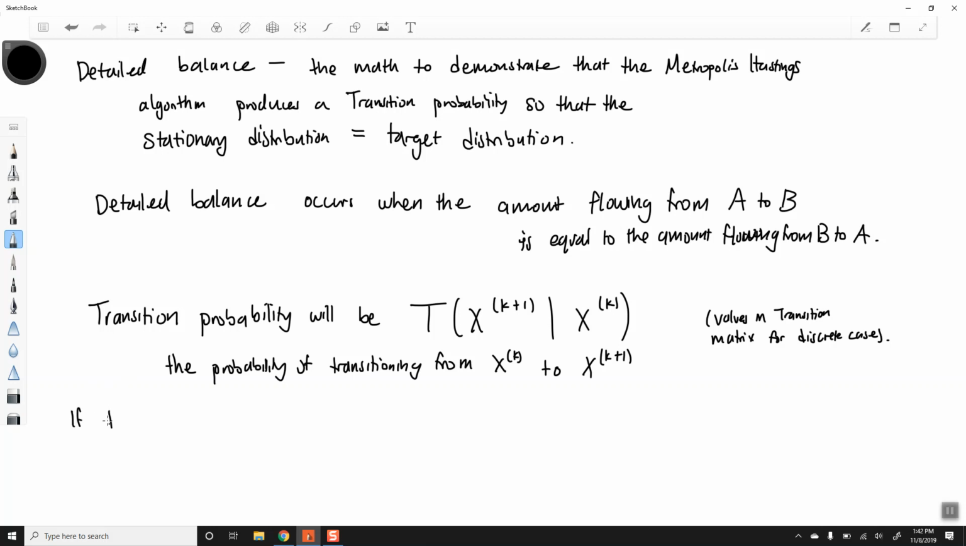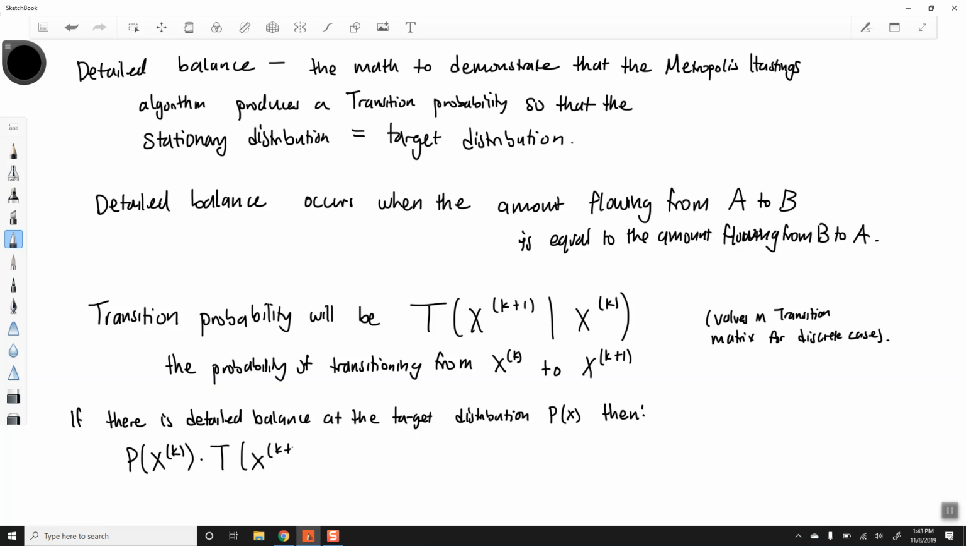And so if there is detailed balance at the target distribution, which will have a PDF P of x, then what this means is that, okay, so here's the probability of starting at x of k or being at x of k, and this is the probability of transitioning to x of k plus 1.